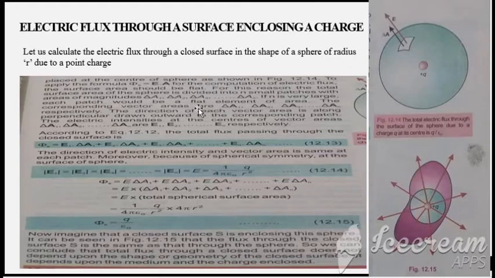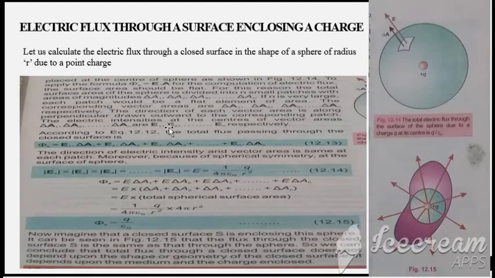The corresponding vector areas are delta A1, delta A2, delta A3, when the area is represented in its vector term. Vector means, look at this black arrowhead. This one is the vector area. The direction of each vector area is along the perpendicular drawn outward of the corresponding patch. You can see that the direction of this vector area is outward. This is normal to the patch and is radiating outward.